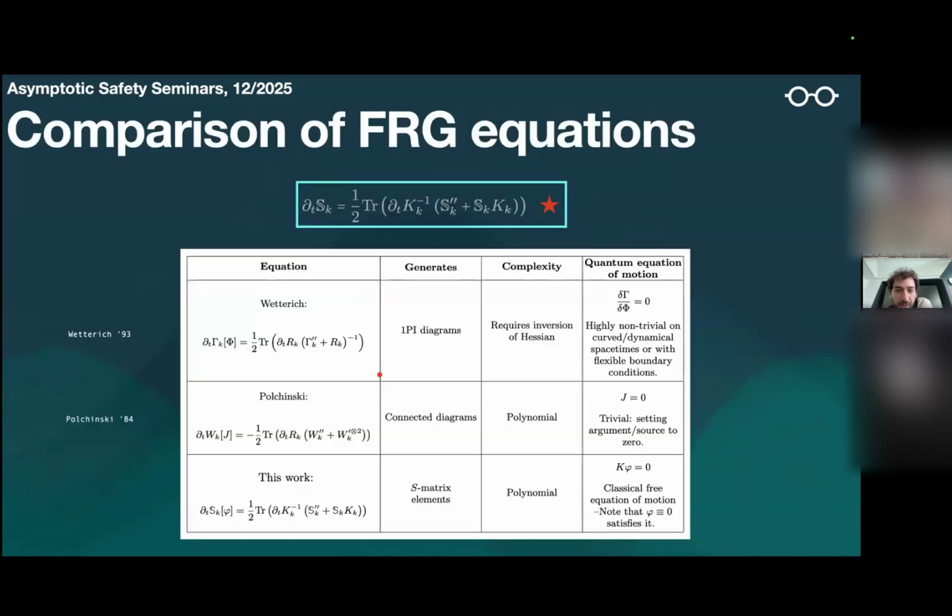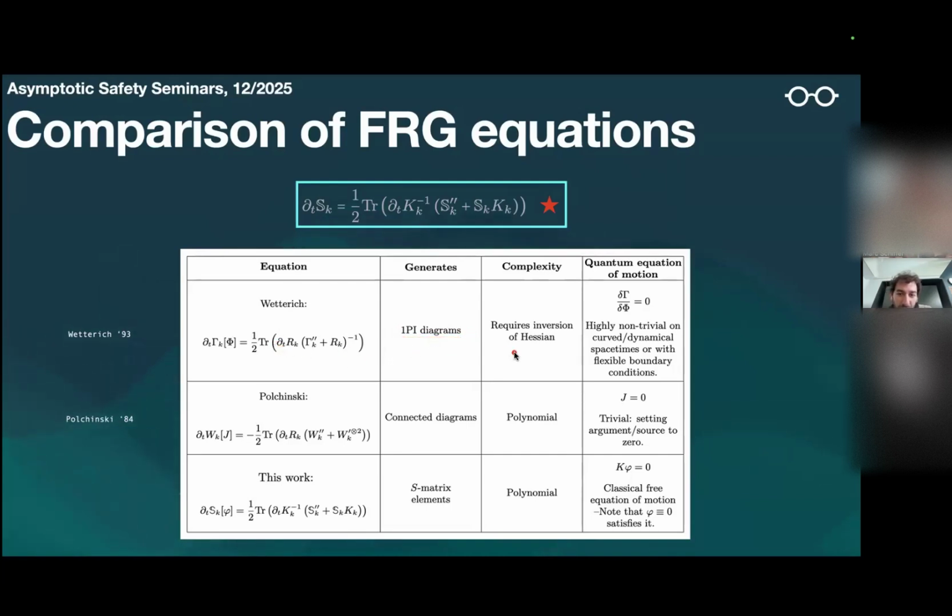So to further emphasize why we see these things as virtues, we wanted to compare with other FRG equations. In particular, let's see what happens with the standard Wetterich equation. This is an equation for the effective action. That means that what I will be generating in the end are one-particle reducible diagrams.